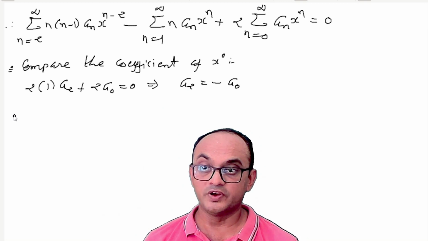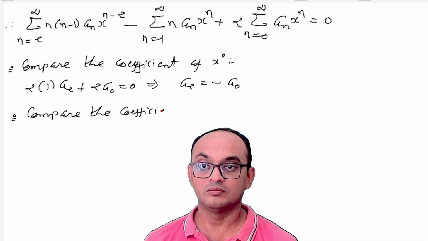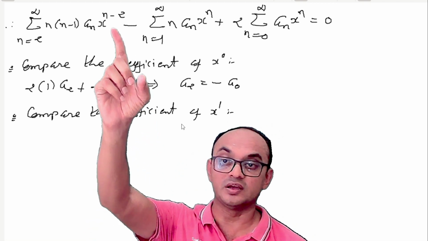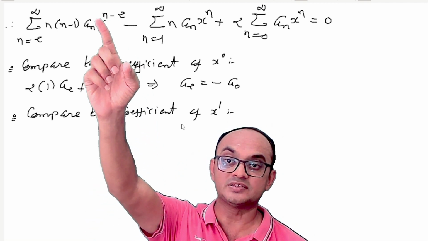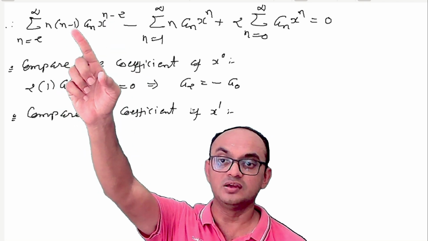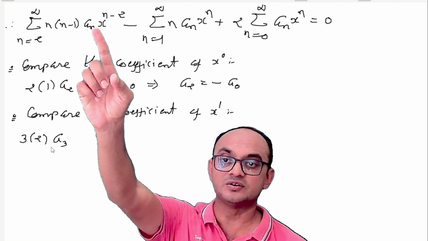Now, compare the coefficient of x raised to 1. How do we compare the coefficient of x raised to 1? I need x raised to 1 here. For which value of n will this be x raised to 1? n minus 2 equal to 1, that is n equal to 3. So this is 3 into 3 minus 1 into a3, because n is equal to 3 here.